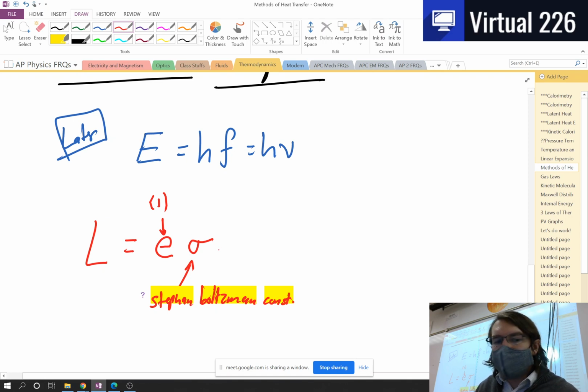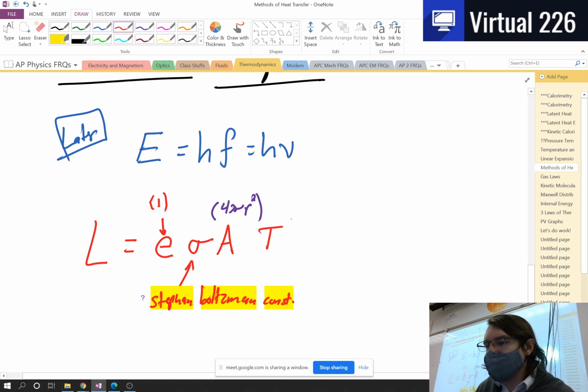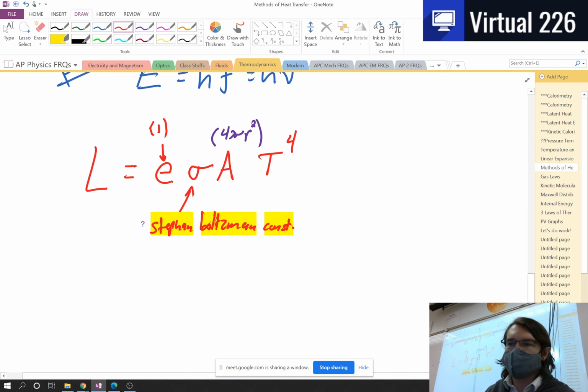Then we have the actual area of the surface of the star itself, which for something like a sphere, if you're using a star, that's just going to be 4 pi r squared. And then the actual temperature of the star raised to the 4th power. Which is kind of a crazy power to raise things to, but that is how things go down here. And remember, this luminosity is an energy output per time. It is similar to a Q value in some amount of time. Okay?